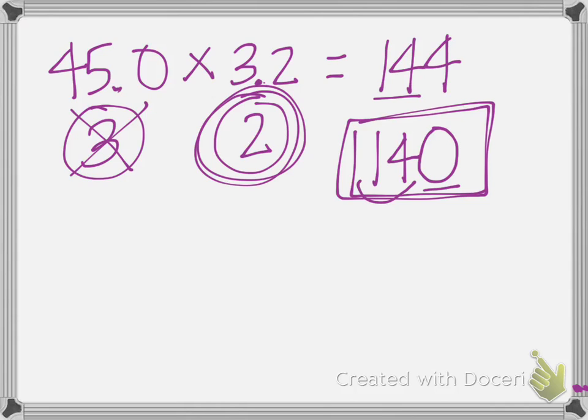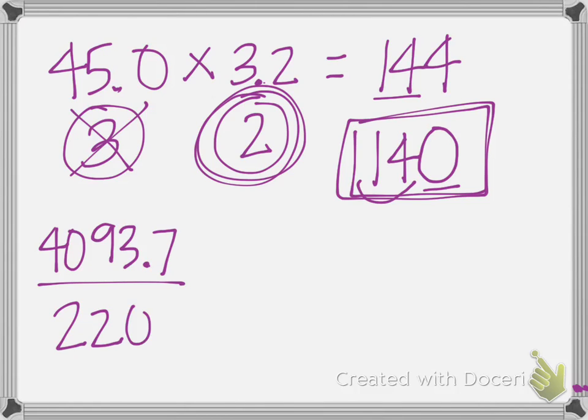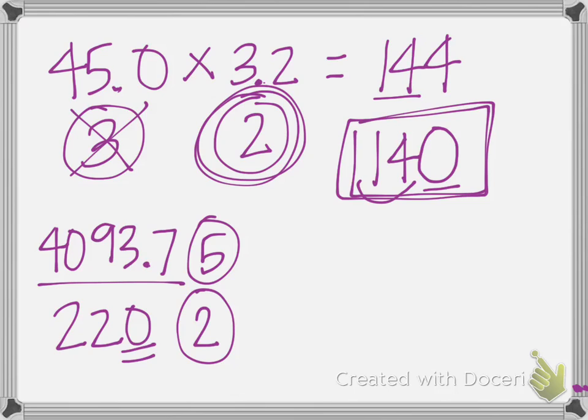All right, number 3. 4,093.7 is being divided by 220. This first number has 5 sig figs. 220, does it have 3 or 2? I hope you said 2. That 0 is a placeholder. There is no decimal in that number. That is why it has 2.